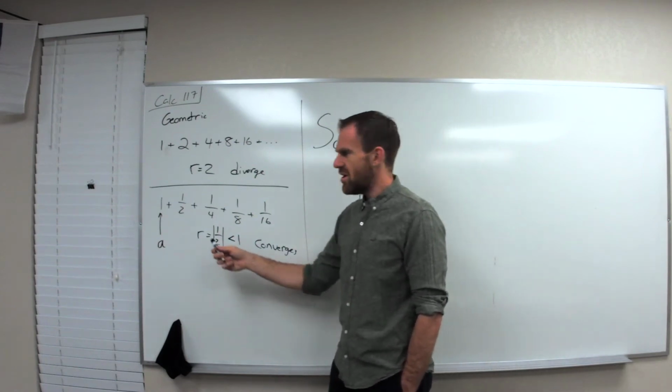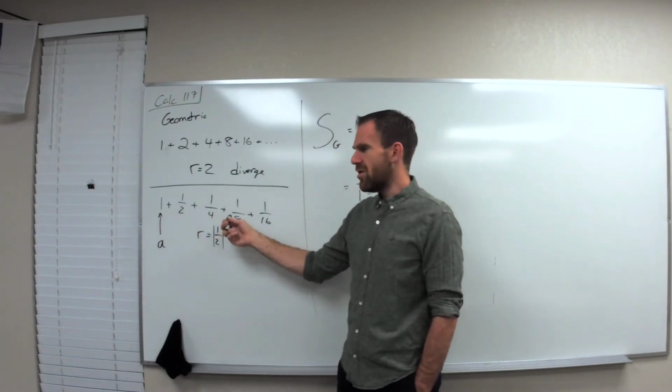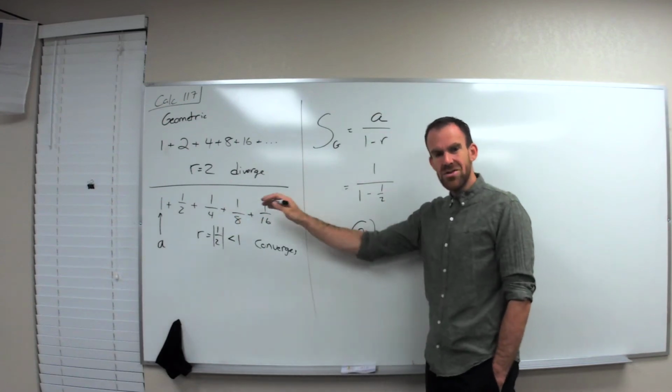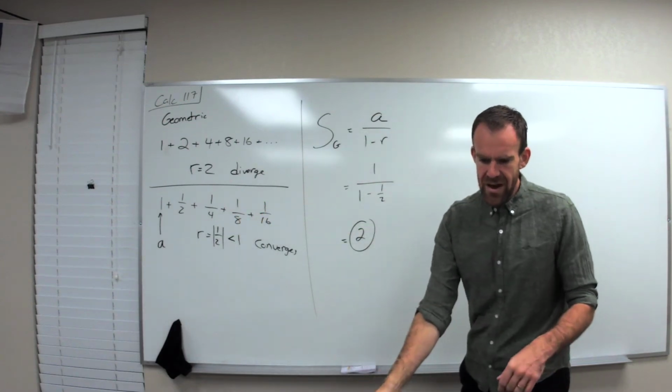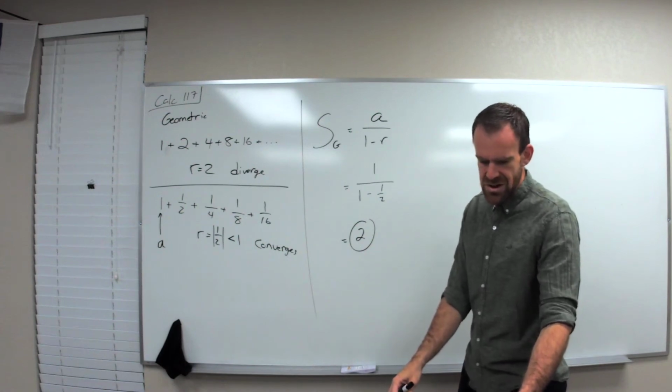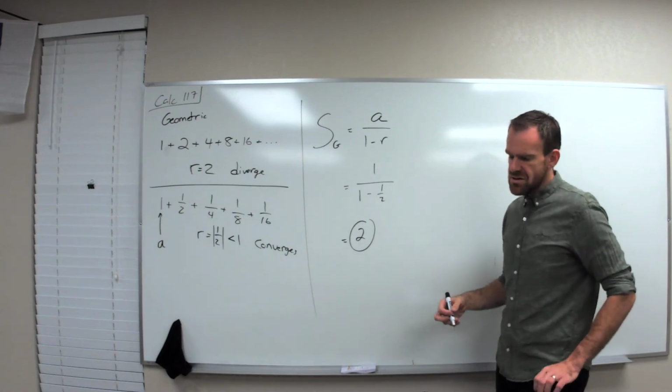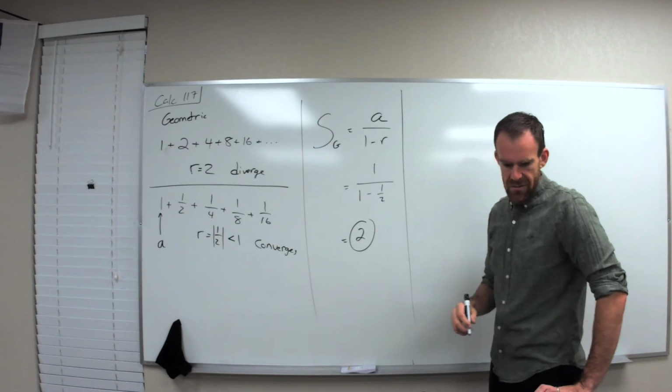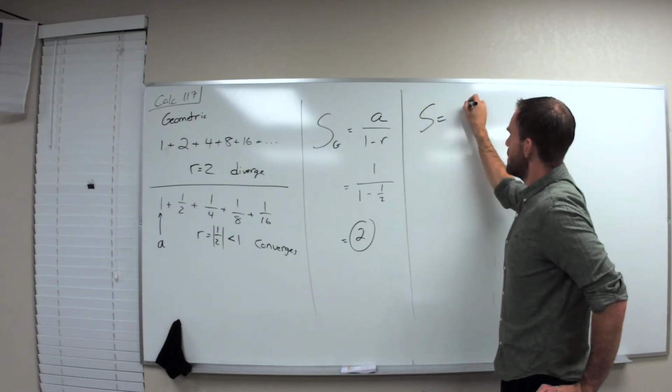Are we surprised? We started with 1, then we added 1/2, 1/4, and 1/8. I can even draw a picture to figure that one out. But that is how a geometric series works. So let's find the sum of this geometric series.